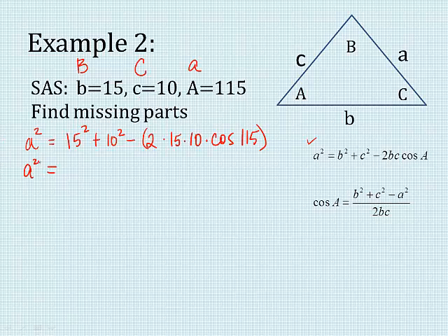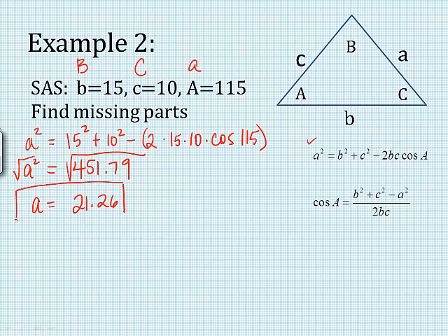And so just to make a note, when you get this, a squared is 451.79. Don't stop here. You don't want a squared. You want a. So you take the square root, and a is going to be 21.26. Okay, there's little a. Now I need to find big B or big C. Well, look at your equation here. You have to have all three sides in order to find an angle, so I had to do a first. Now I can solve for any of these angles.